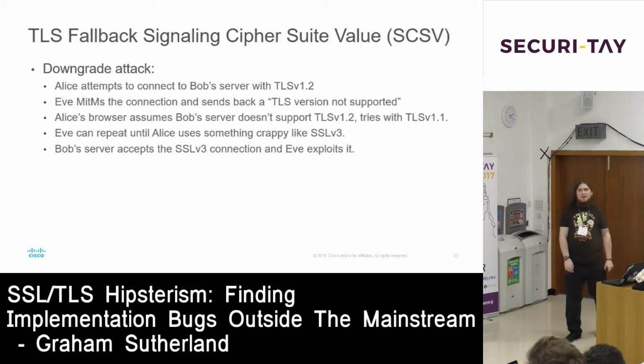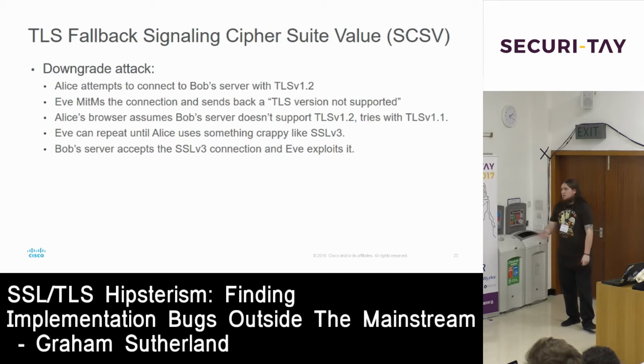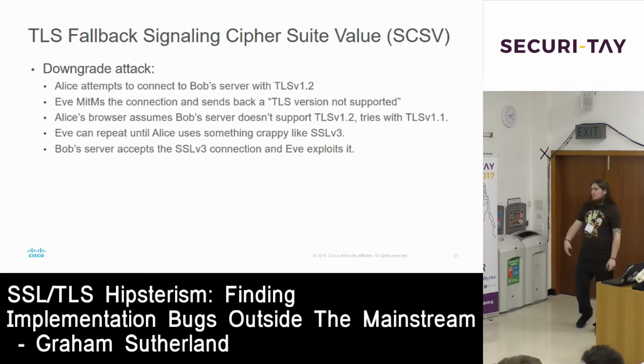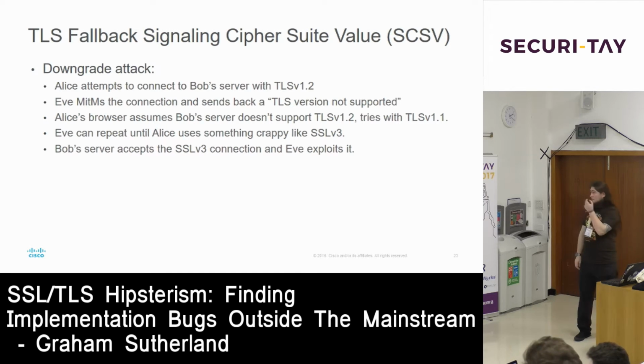Eve can just man in the middle that again, and keep going and keep going until she gets to the very bottom of the protocol versions that are supported by the downgrade approach from the browser. So eventually you can end up on something like SSL v3 or SSL v2, horrendous. And Bob's server accepts the SSL v3 connection, and then Eve exploits it using some other bug, which is not good. So to stop this, we've got this SCSV thing.